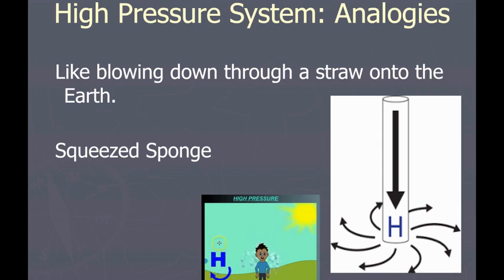Let's talk about some analogies and connections. So our air is always moving. You could think about our high pressure system as like blowing down through a straw or like a, oh my gosh, I'm sorry, I can't think of this, kids.